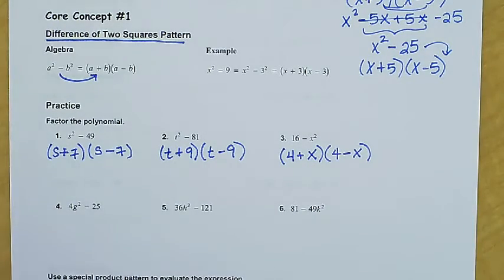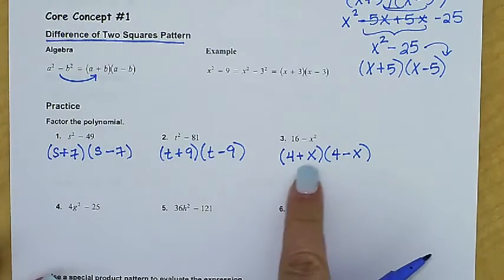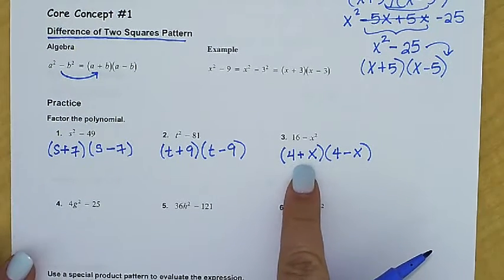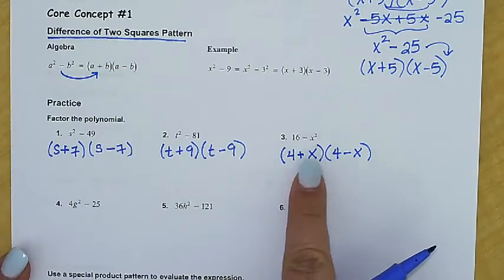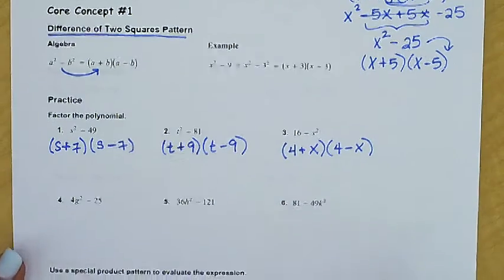So the difference of squares always have different signs. It doesn't really matter if you put the plus or the minus first. I tend to put the plus first, but that's not a hard and fast rule. But what does matter is that they are different, okay?